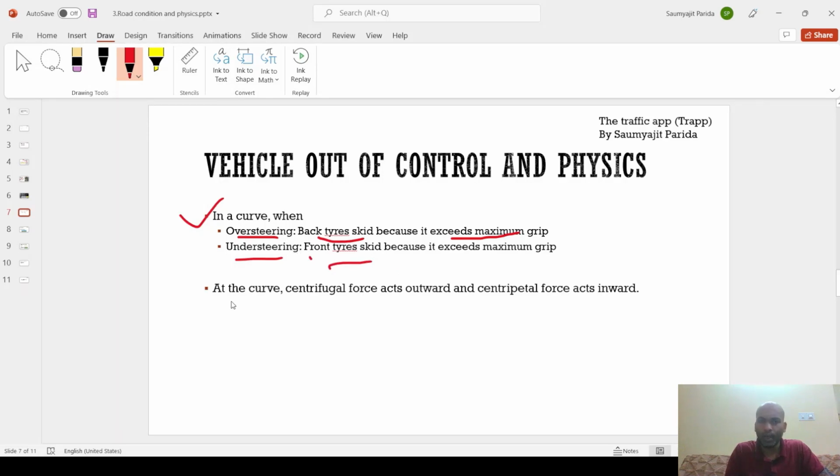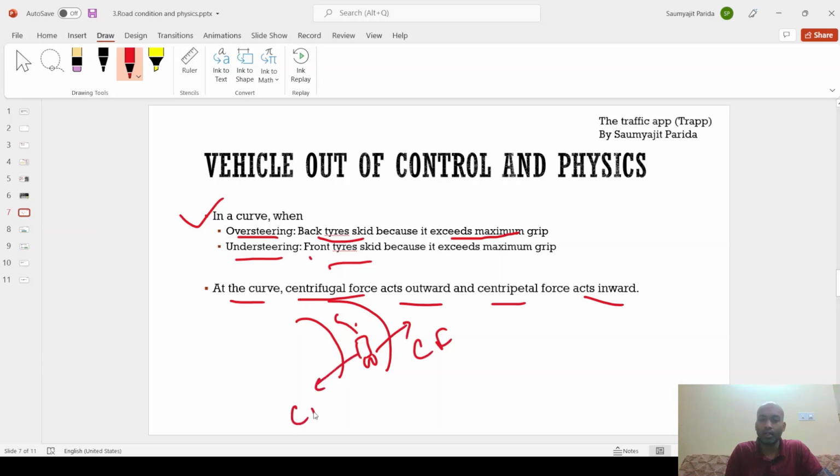Okay, at the curve there is centrifugal force acting outwards and centripetal force acting inward. So if there is a curve, there is this car and this is the turning wheel, this is the outward centrifugal force, and this is the inward centripetal force. Because centrifugal force is more than the centripetal force, the car will skid outwards.